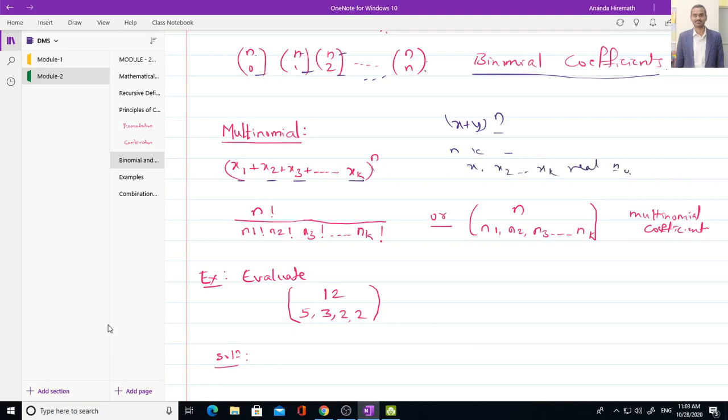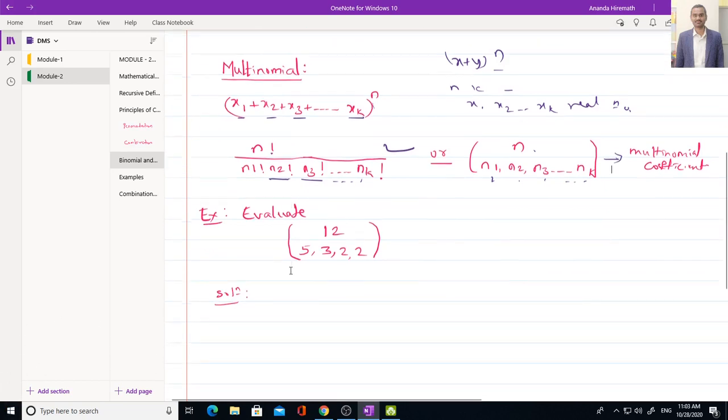Now in this case, this will be the coefficient, that is n factorial divided by n1 factorial into n2 factorial into n3 factorial, so on up to nk factorial. And this can also be written as (n; n1, n2, n3, so on up to nk). And this is called the multinomial coefficient. Now I'll take one example on this multinomial, then it will be more clear.